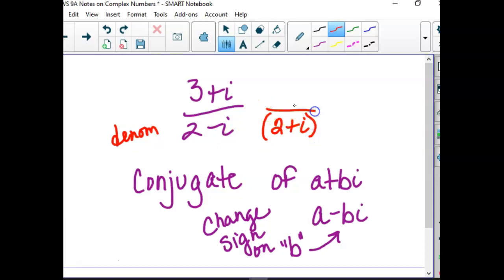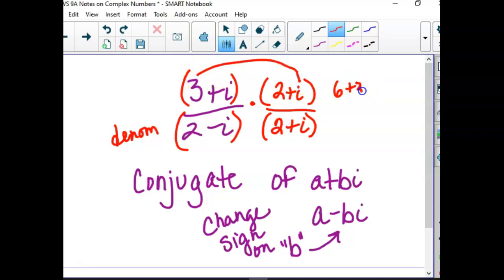Now, what we have to do with that conjugate is multiply it top and bottom. And you don't have to write this example down. If you want to just watch, then we'll do the next one together. Does that sound okay? So what you would do is multiply that conjugate to the top and bottom. Now, this becomes a big exercise in FOIL because I have to do 3 times 2 is 6. 3 times i is 3i. i times 2 is 2i. i times i back here is an i squared.